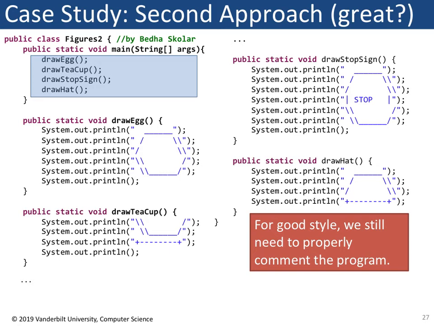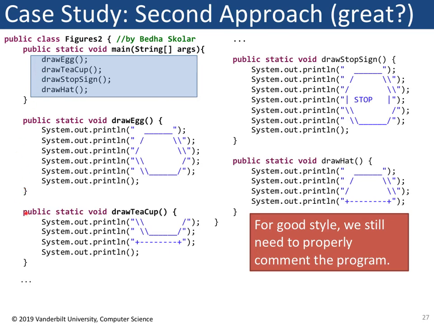Notice in our main, we are calling draw egg first. So our program pointer will jump into draw egg, execute all the statements, which will draw the egg on the screen. And then when it hits the end of the method, it will jump back to its previous location and go to the next statement.